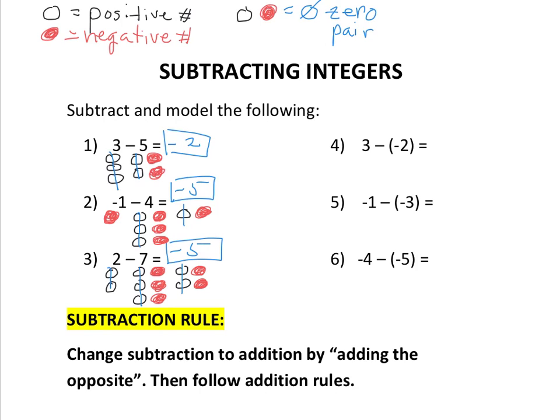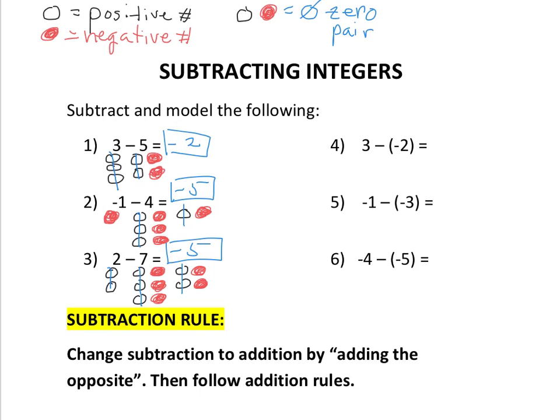Bear in mind that I'm using small numbers so that you can understand how to use the counters and model it. If these were bigger numbers like 543 minus a -276, you need to be able to understand the rules, which we'll get to in a minute.